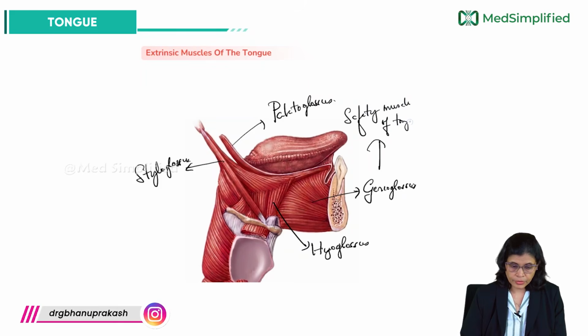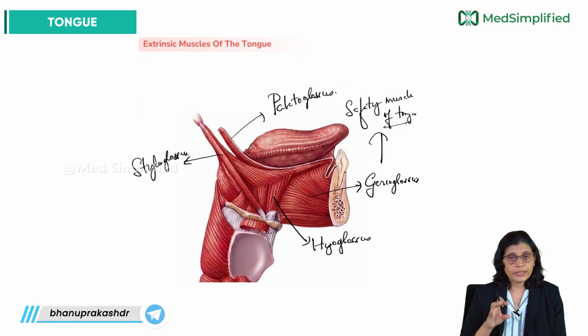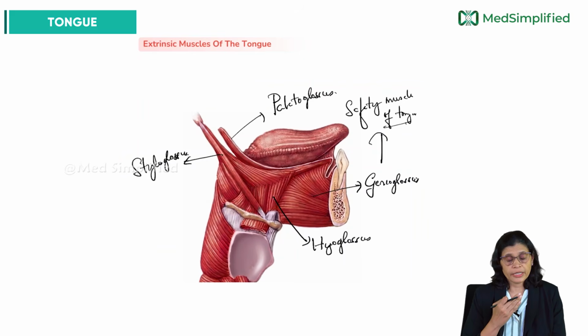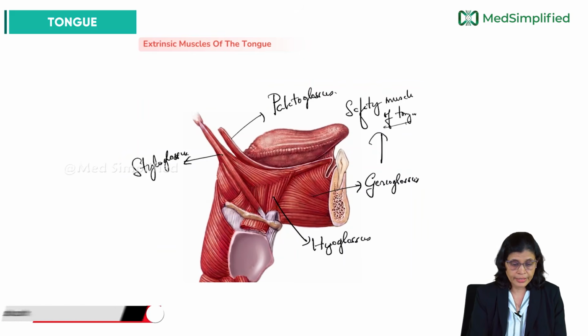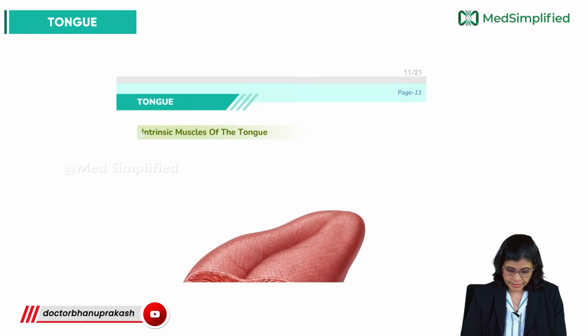All these muscles are in pairs. The two genioglossus muscles form the bulk of the tongue, and they are responsible for the protrusion of the tongue. So when the genioglossus muscle is paralyzed, what will happen? The tongue will fall back and obstruct the oropharynx. That will lead to choking and death. So that was about the extrinsic muscles.